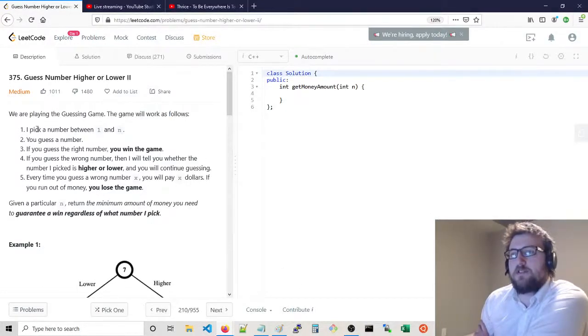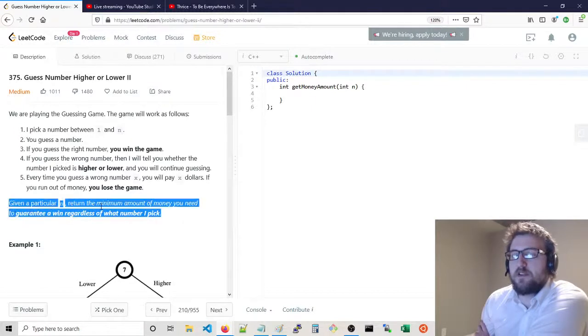Alright, so playing the guessing game. The game will work as follows. I pick a number between 1 and n. You guess a number. If you guess the right number, you win the game. Guess the wrong number, I'll tell you whether the number I pick is higher or lower, and you'll continue guessing. Every time you guess a wrong number x, you will pay x dollars. If you run out of money, you lose the game. Find the minimum amount of money you need to guarantee a win regardless of what number I pick.